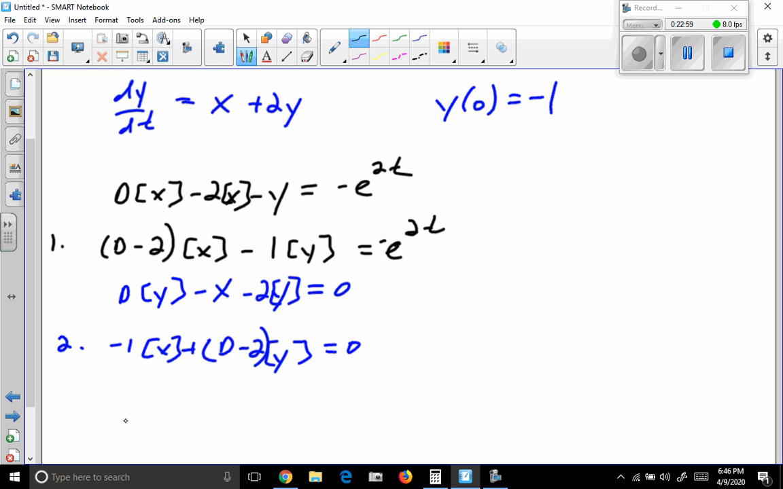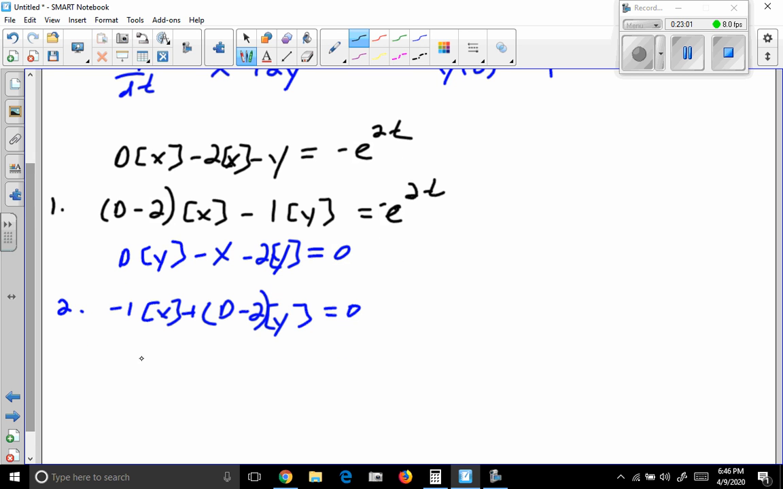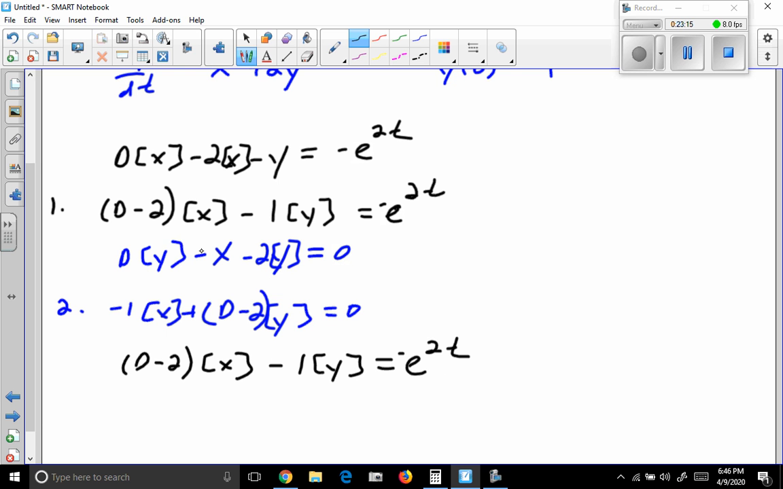So if we rewrite this, just bring them together, for the first one we have the differential minus 2. That's what's being done to x. And then we have a minus 1. That's what's being done to y, equals minus e to the 2t. For the second one, we have a minus 1. That's what's being done to x, plus d minus 2. That's what's being done to y, equals 0.